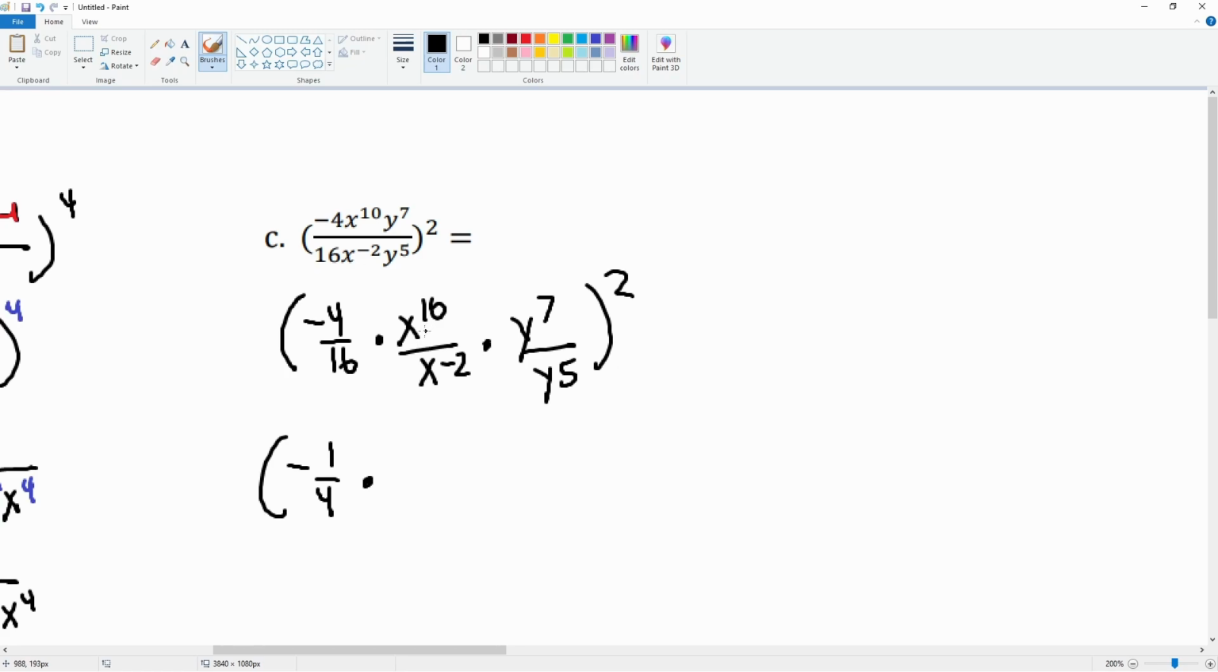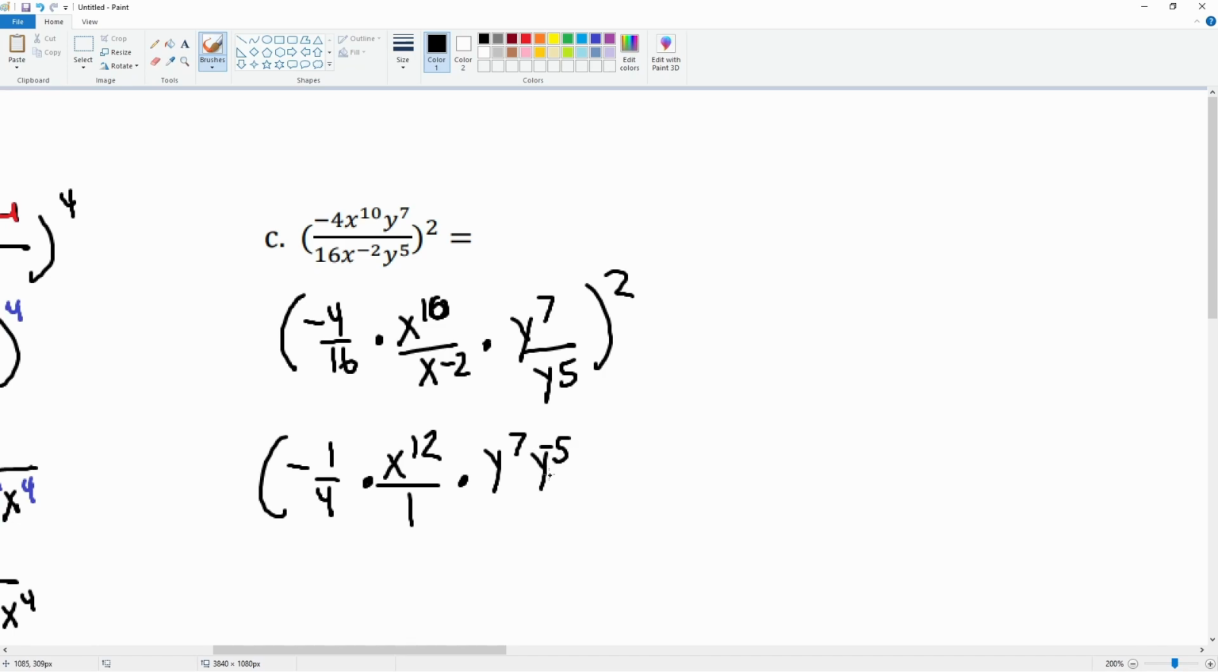All right? X to the 10 over x to the negative 2, we bring it to the top, becomes x to the 12 over 1. Because again, we brought it to the top, it becomes a positive exponent. Then we add the exponent, 10 plus 2 becomes 12. Then we have y to the 7. So y to the 7, we bring the y to the 5 to the top like this.